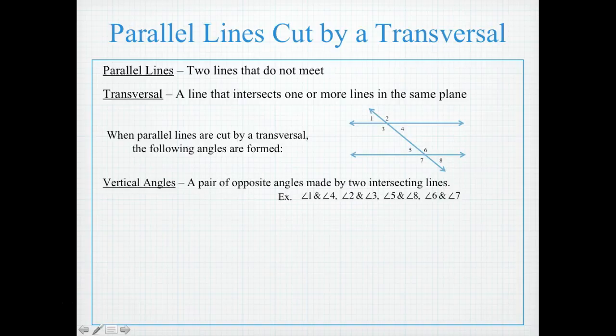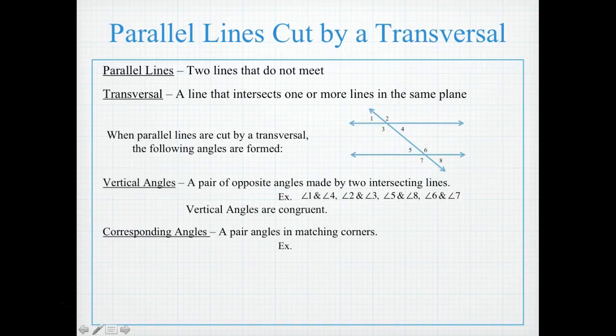Angles 1 and 4, angles 2 and 3, angles 5 and 8, and angles 6 and 7 are all vertical angles. And what we need to remember about vertical angles is that they are congruent. So as you see this diagram, angle 1 is equal to angle 4 because they are vertical angles. Angle 6 is equal to angle 7 because they are vertical angles.